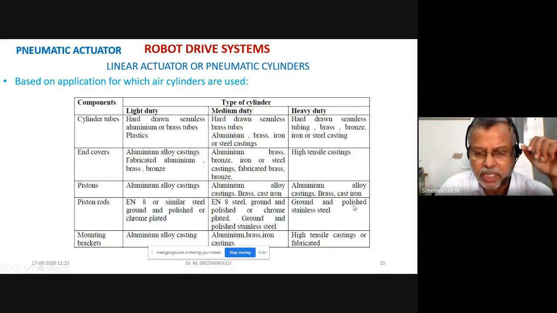Ground and polished stainless steel is the material that has been used for piston rods. For pistons, for light duty, aluminum alloy castings; for medium duties, aluminum alloy castings, brass, and cast iron can also be used. Then coming to this: aluminum alloy castings, brass and cast iron.